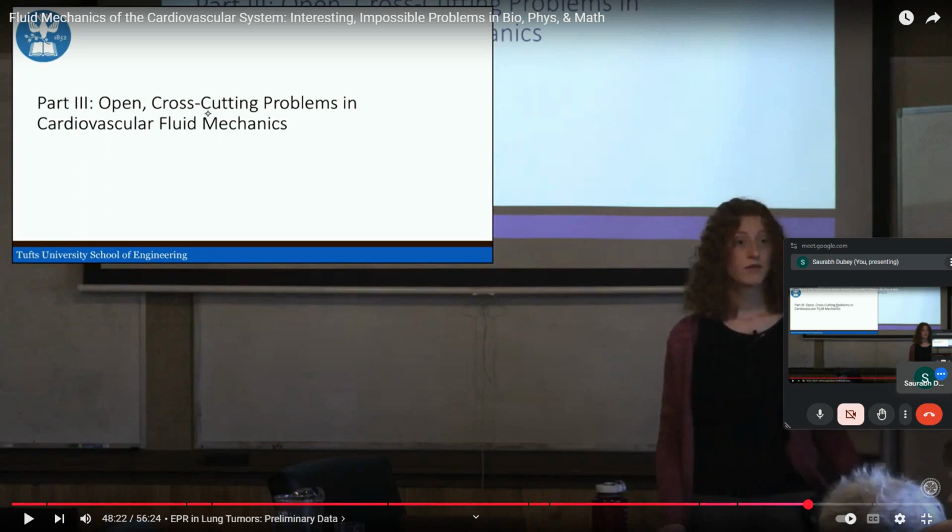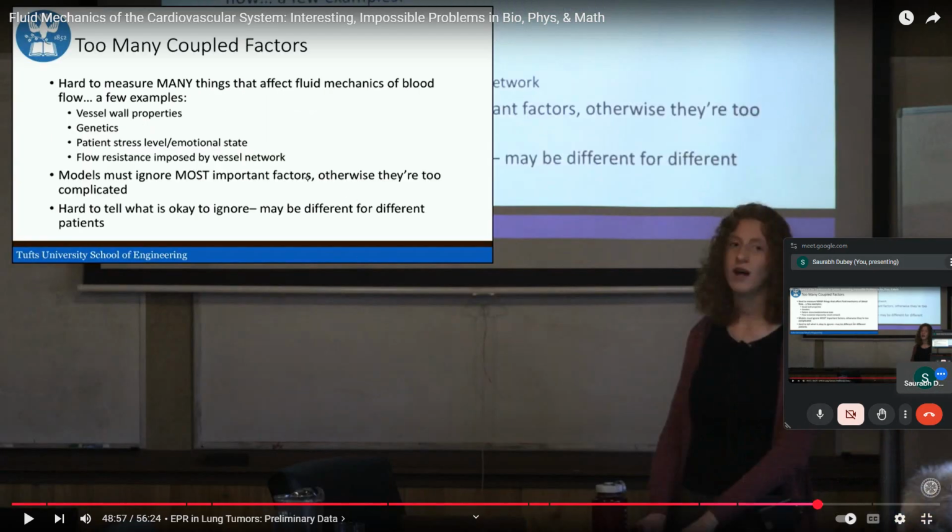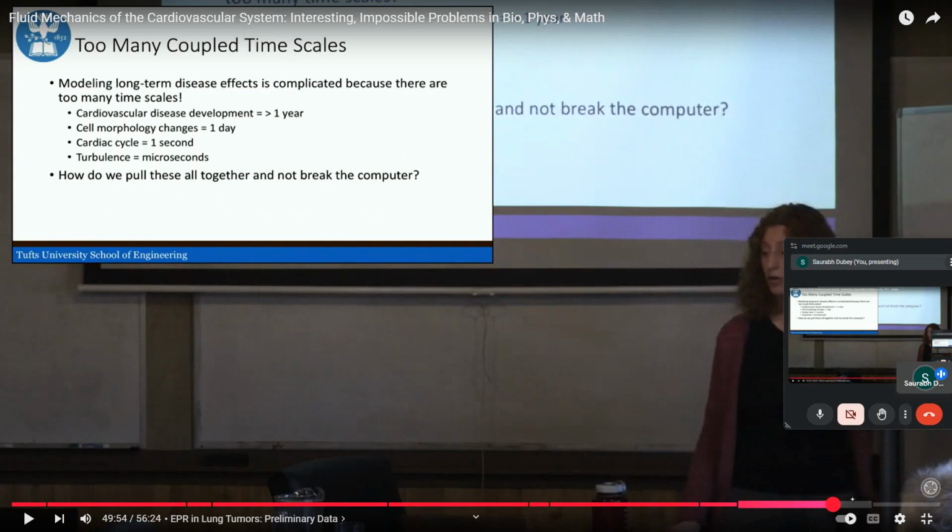Open cross-cutting problems in cardiovascular fluid mechanics are hard to measure, and many things affect the fluid mechanics of blood flow. A few examples: vessel wall properties, genetics, patients, stress level, emotional stress, and the flow resistance posed by the vessel network. Models must ignore the less important factors, otherwise they are too complicated, and it is hard to tell what is okay to ignore. It may be different for different persons, right? So it is more personalized.